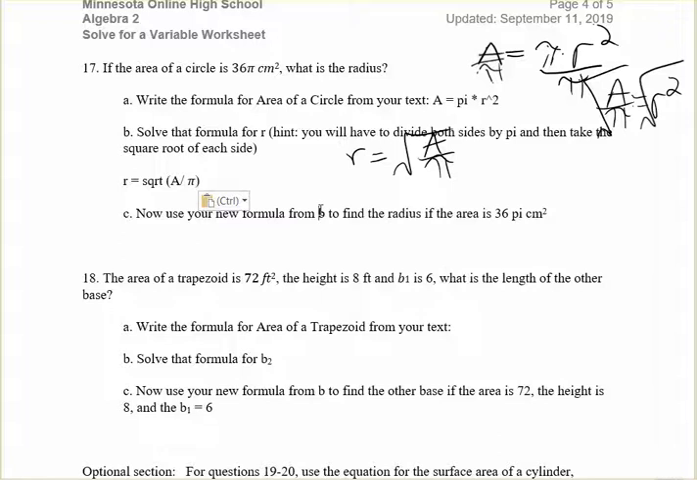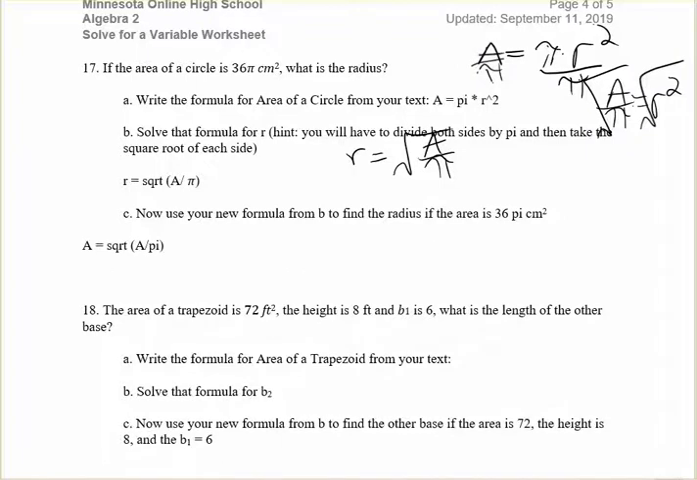Okay, now I'm going to use my new formula from what I just wrote, from problem B, to find the radius if the area is 36 pi. So I am going to write my formula down again. I'll write it in the typed form. Area divided by, I'll just put pi back. Except now I'm going to replace A with 36 pi.